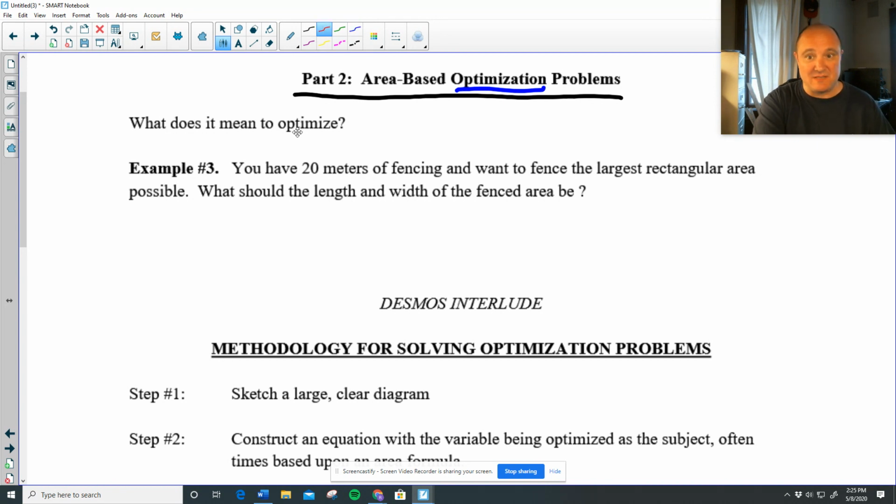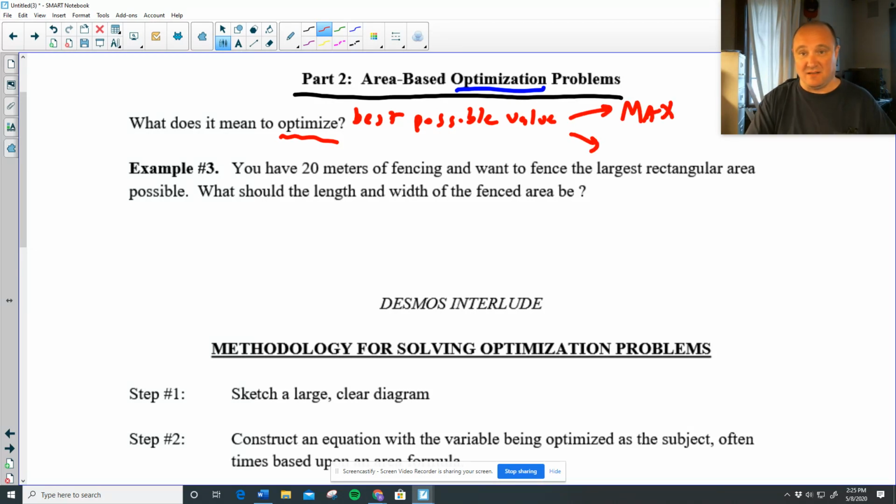But before we can start solving these problems, we need to figure out what this word means. What does it mean to optimize something? Well, to optimize something means we're trying to find the best possible value. Now, most of the time that means we're trying to maximize it. Let's say we've got a problem and we're talking about money and we want to have the most money possible, or the most McDonald's tokens, or the most Baja Blasts, or something that's good.